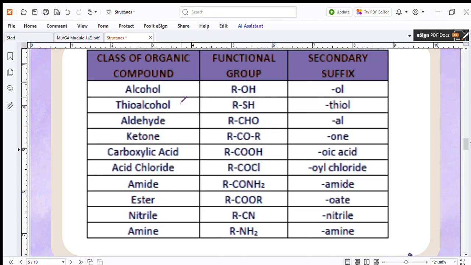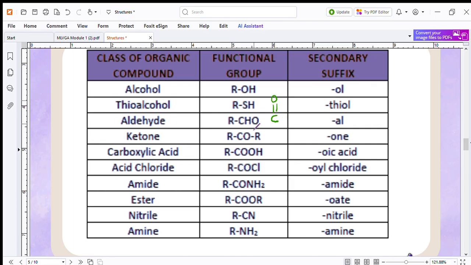So when it comes to alcohol, alam natin meron po tayong carbon chain plus OH. Pag sa thioalcohol naman, meron tayong carbon chain plus SH or sulfur and hydrogen. Pag ito po ay aldehyde, meron po tayong carbonyl group, which is pwede natin po siya illustrate like this. Ito po ang carbonyl group. Siya ay yung C double bond O.